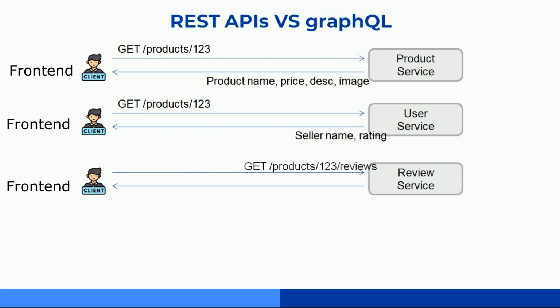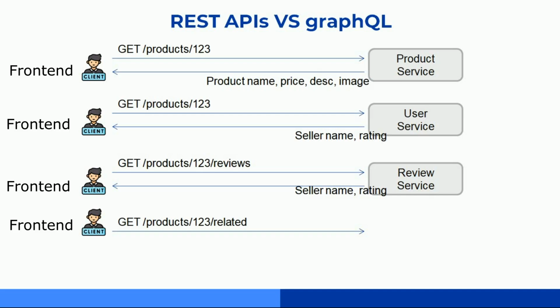Now comes the reviews endpoint or API. The front end sends yet another request to the review service. Its URL is /products/123/reviews. And we finally receive a list of reviews for this product. Still not done. At the bottom of the page, we also need related products. So the client sends one more request, this time to the related service. For example, /products/123/related. That returns a list of related product IDs.